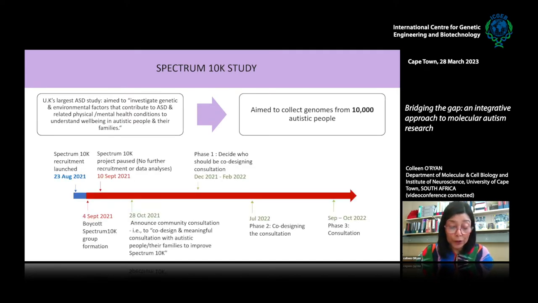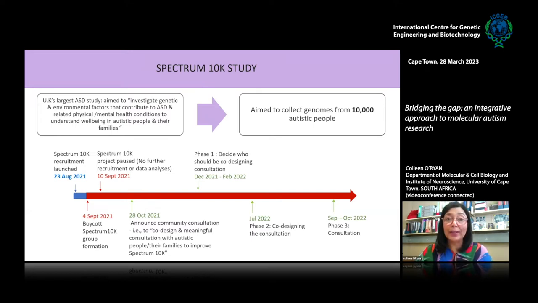This project was the largest project of its kind in the UK. It was a project that took years to put together. It was a project that collected some of the best brains and research minds in the UK across four or five top institutions. The study was launched in August 2021. Less than a month later, the study was stopped because autistic individuals in the community felt that the study had not included them, had not consulted them about what needed to be done.